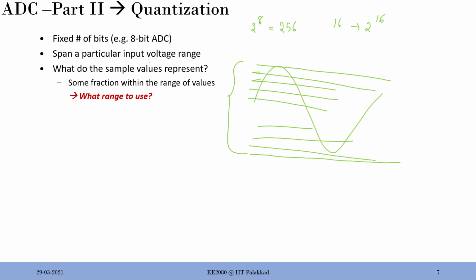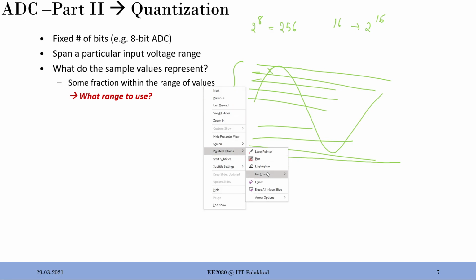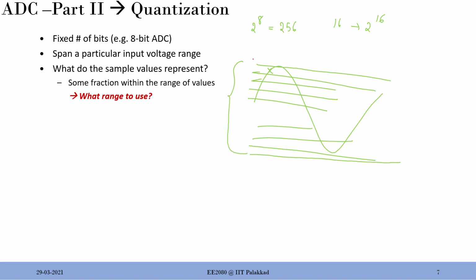So let's say I have some value here. Okay, let me use a different color for the explanation. Suppose I have a value which is somewhere here. So what value should it go to? Shall it go to here or shall it go to here? If you follow uniform quantization, then you round off and approximate this value either to here or to here. So you are losing the in-between value. That's the error that you are going to have, and if you have 16-bit, that error will be lower compared to an 8-bit, right?